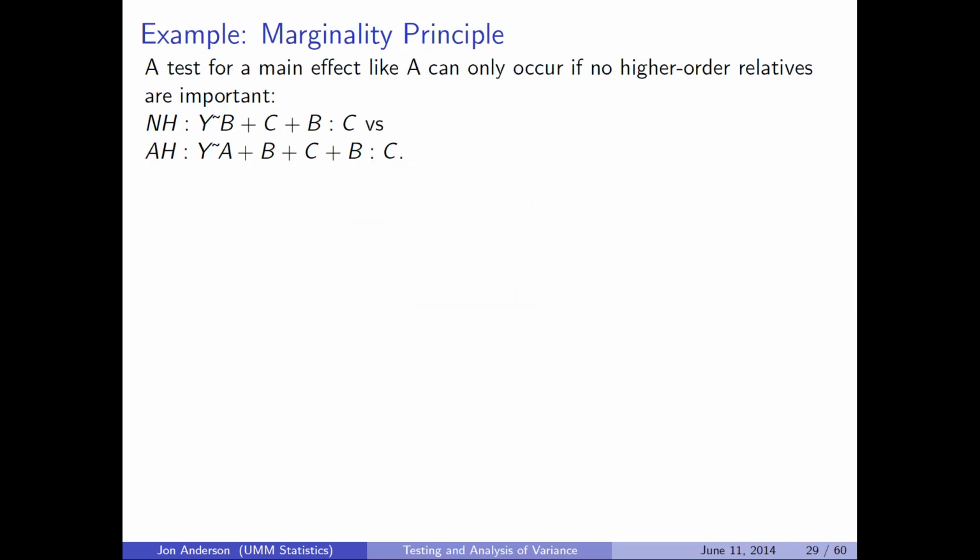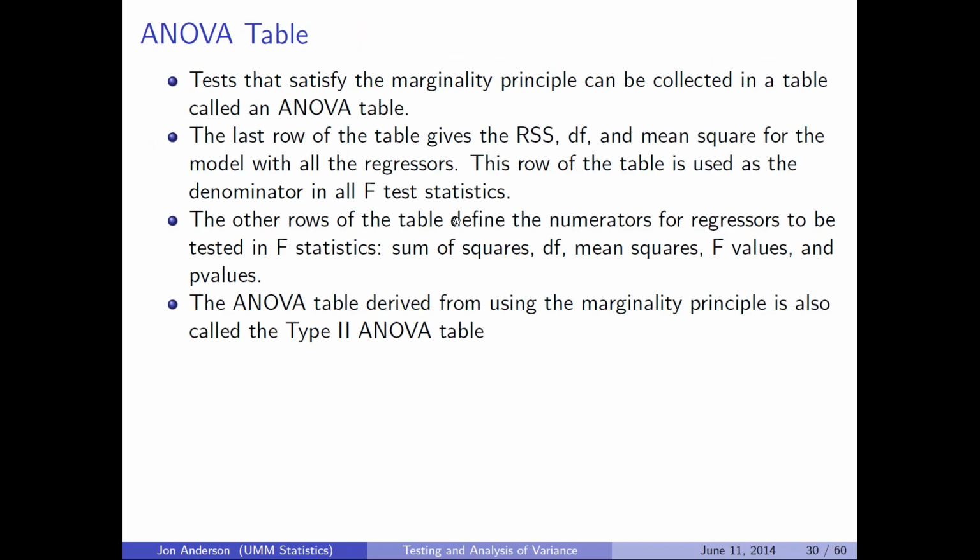If you were going to test for a main effect like A, you could do it in a system like this. You'd leave it out of the null hypothesis model that would have B and C and B by C. And the alternative would have the B and C factors and then include the main effect of A. This would be a test that would follow the marginality principle.